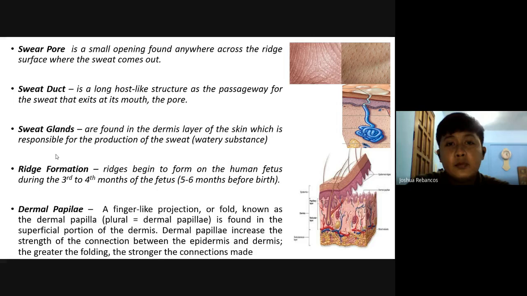So, ridge formation, guys. Ridges begin to form on the human fetus during the 3rd to 4th months of the fetus. And sa 5th to 6th months, fully developed na siya. So, ang ibig sabihin ng ridge formation, it refers to the development of the ridges on our friction skin. May nagsasabi na sa 5, pero karamihan ng nasa libro na mababasa natin, 6 months ang fully developed na ridge formation ng isang tao.